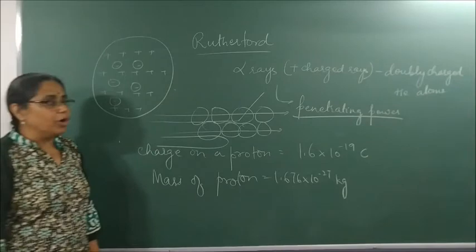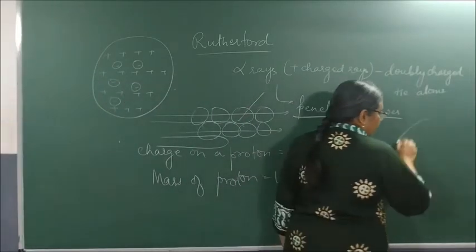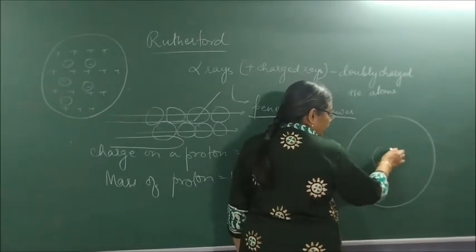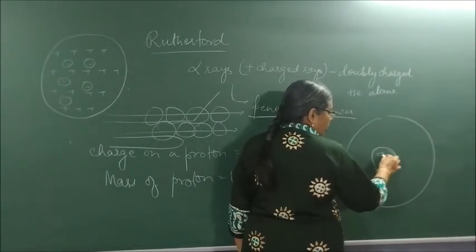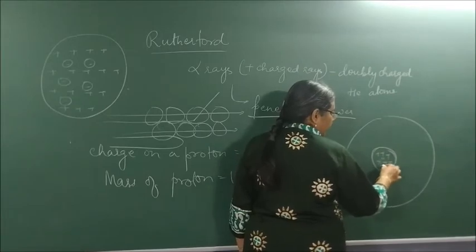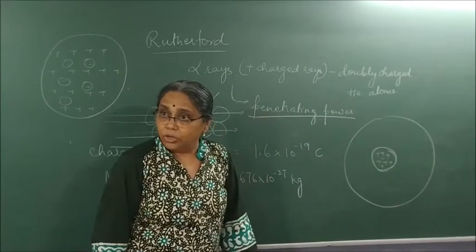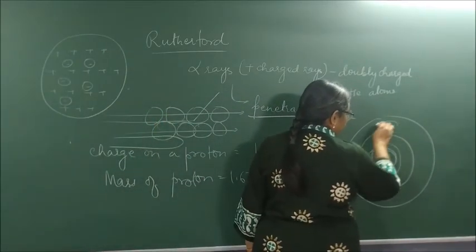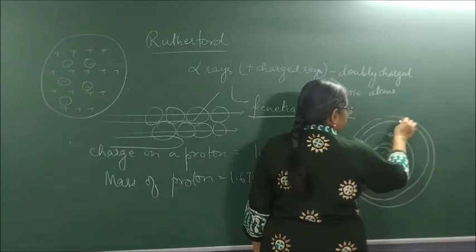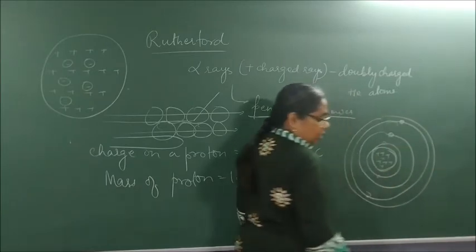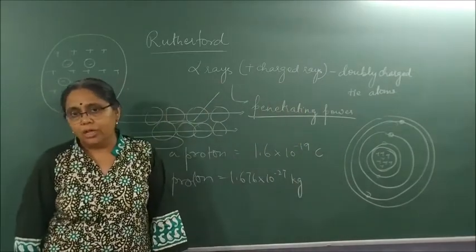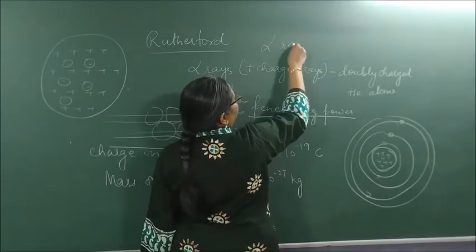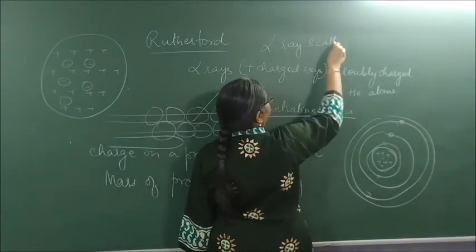Okay, so what is Rutherford's model of atom? It states that an atom basically consists of a hollow sphere with a solid nucleus. All the protons, or positively charged particles, are concentrated at the nucleus. The electrons revolve around the nucleus. This is what is called Rutherford's model of atom. It is also called the alpha ray scattering experiment.